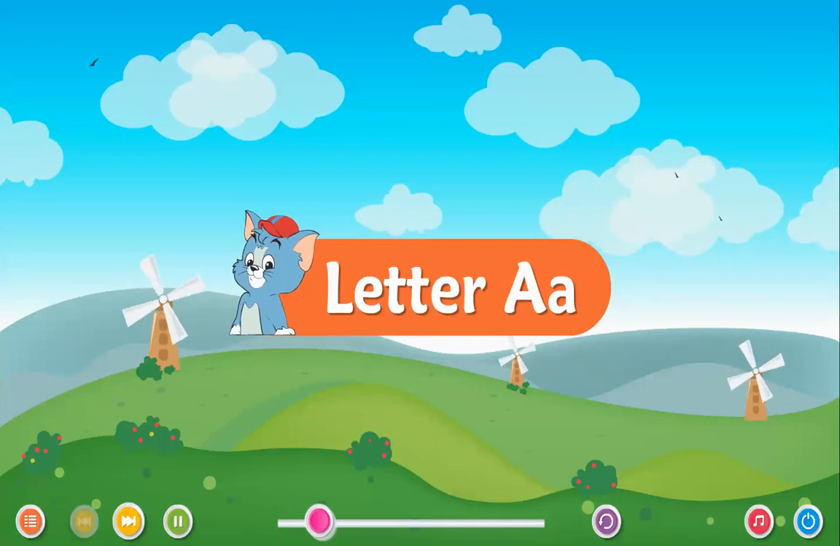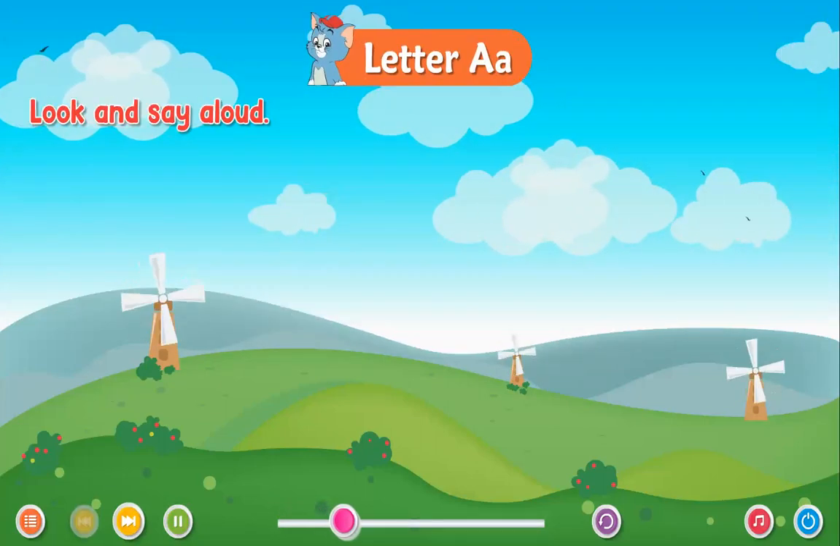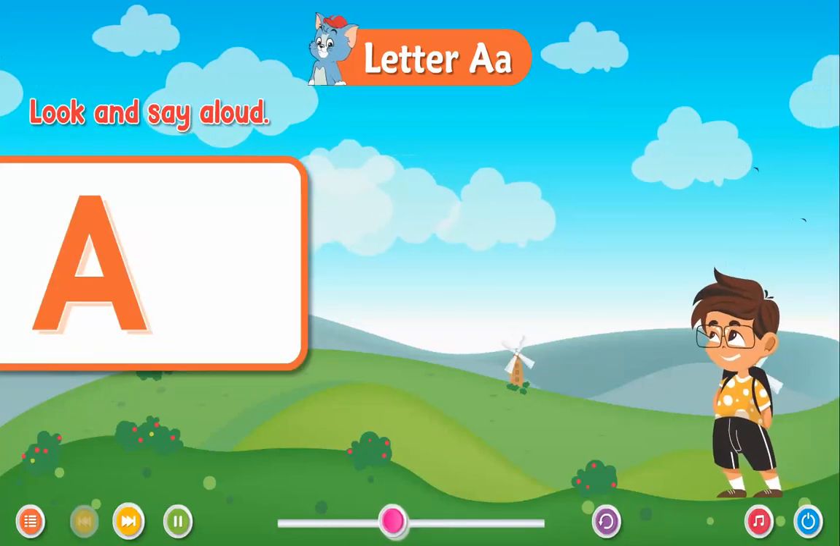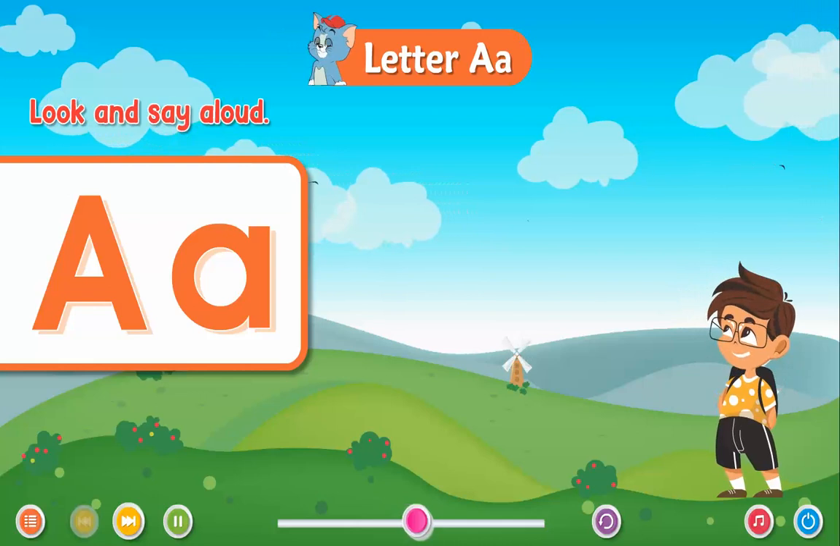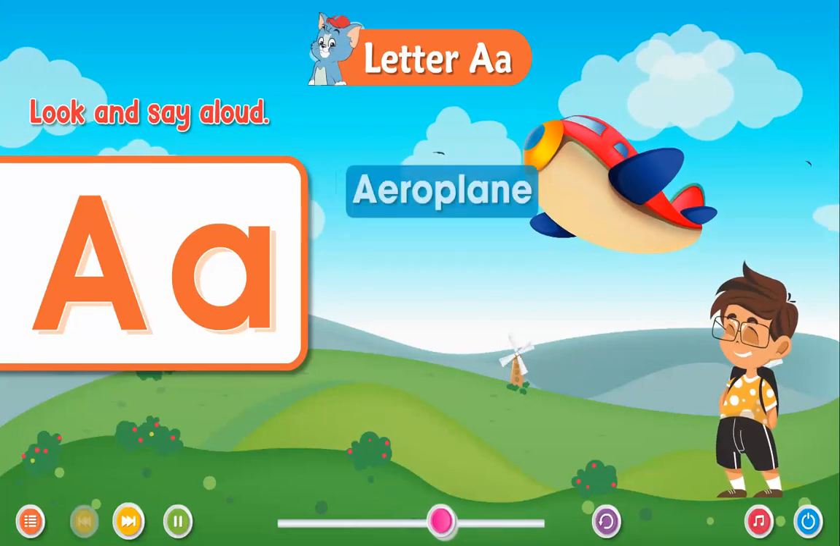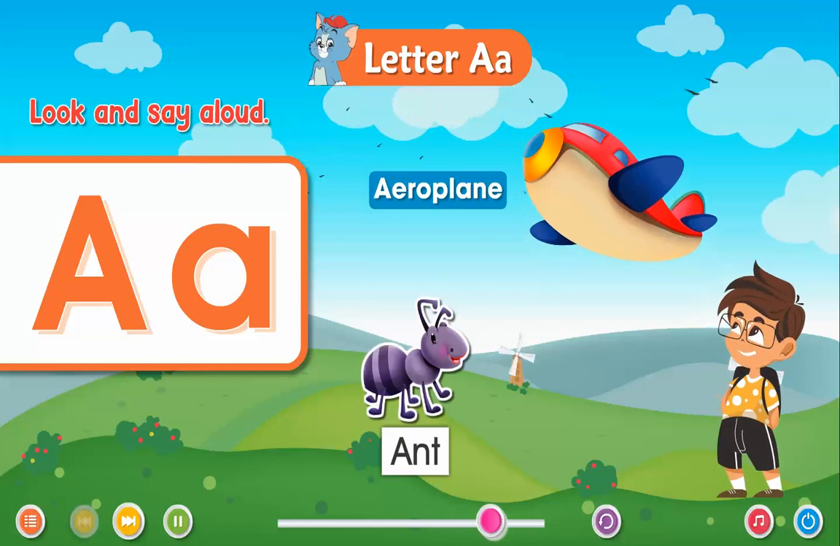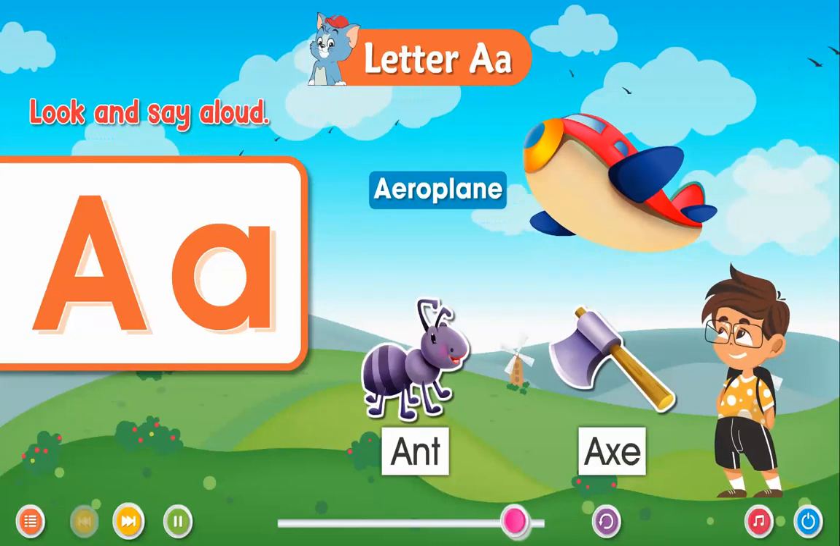Letter A. Look and say aloud. Capital A, small a. A for aeroplane. A for ant. A for X.